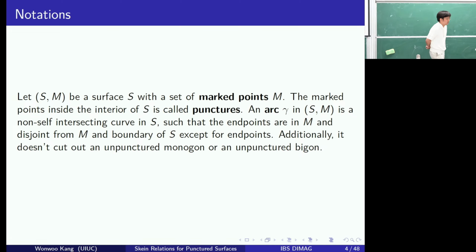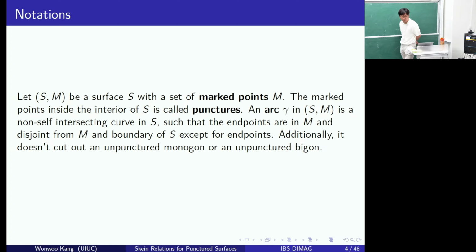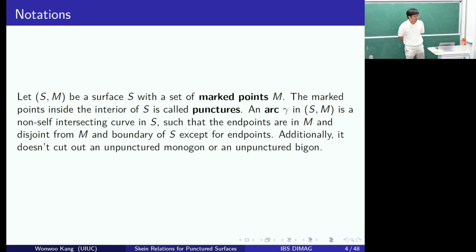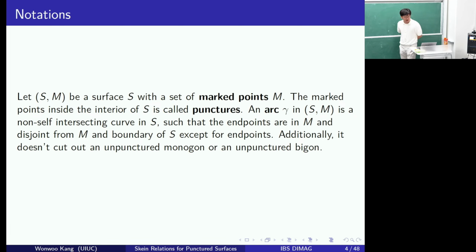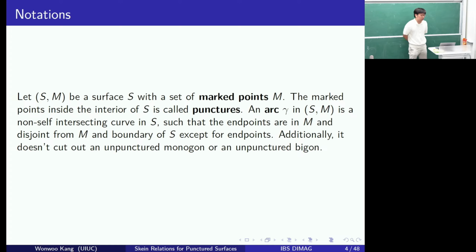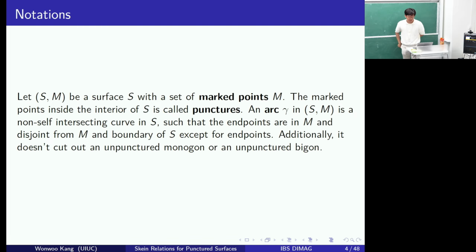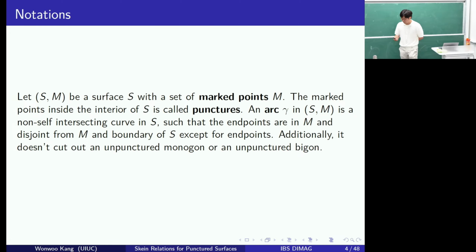Let's start with some small notations. We pair up the surface with something called marked points. What is a marked point? A marked point set is basically a finite set of points in the surface. If the points are inside the interior of S, we call them punctures. An arc in this pair is a non-self-intersecting curve such that the endpoints are in M and it is disjoint from M and the boundary of S except for endpoints, and it doesn't cut out an unpunctured monogon or an unpunctured bigon.